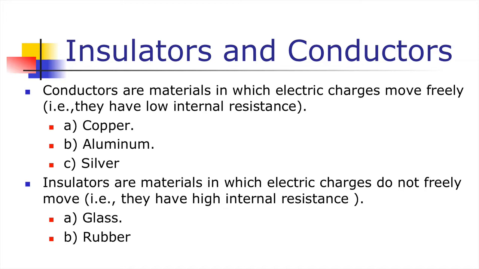Conductors, most of the time metals, are good conductors. They let electric charges move freely, and as a result they are good electric conductors. They let electric current flow through them. Whereas insulators are materials in which charged particles don't move that freely. Good examples are glass, rubber, and so on.